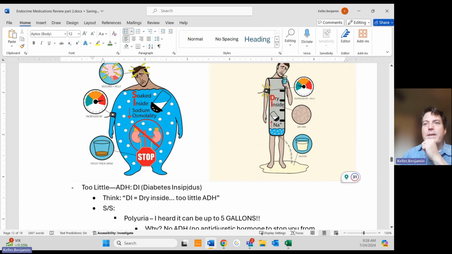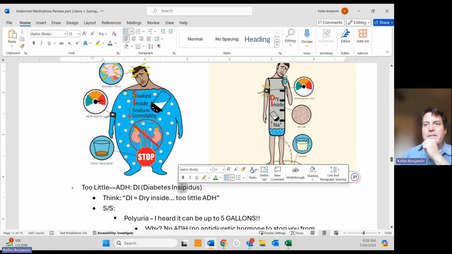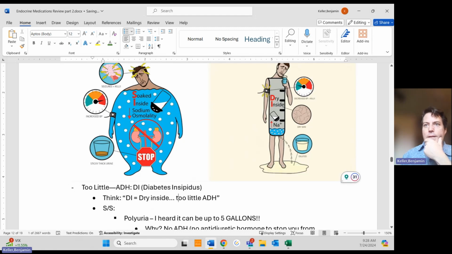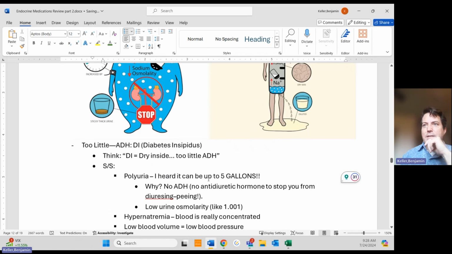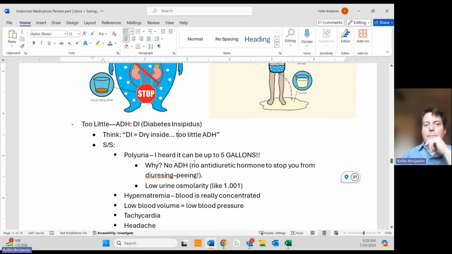But you think insipidus, sip, like needing to drink. And so that's the way I remember that, too little ADH. Polyuria is the primary thing, and I've heard it can be up to 5 gallons because you have no hormone to stop you from diuresing or peeing.